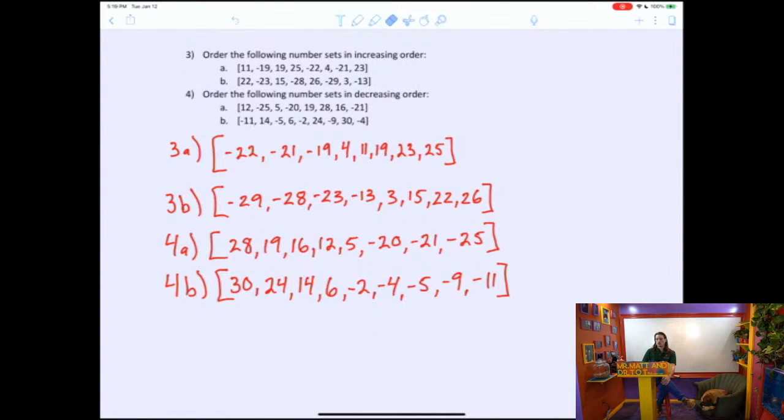For 4, we're ordering the number sets in decreasing order. That's going to be from greatest to least, or from the greatest positive value to the smallest negative value. So for 4a, we're going to have 28, 19, 16, 12, 5, negative 20, negative 21, and then negative 25. For set 4b, we're going to have 30, 24, 14, 6, negative 2, negative 4, negative 5, negative 9, and negative 11. If you have any questions, then please let me know.